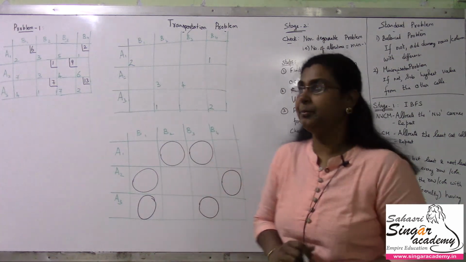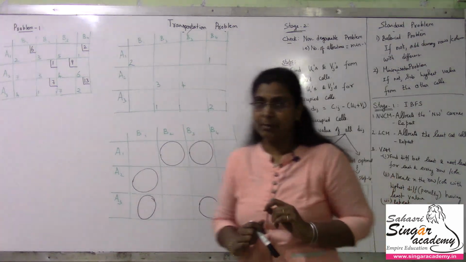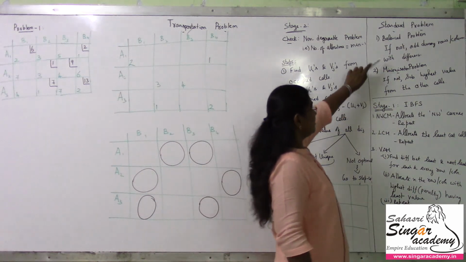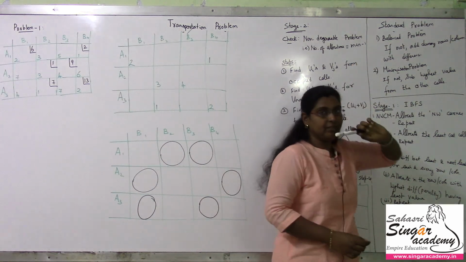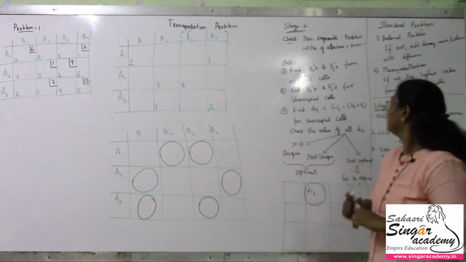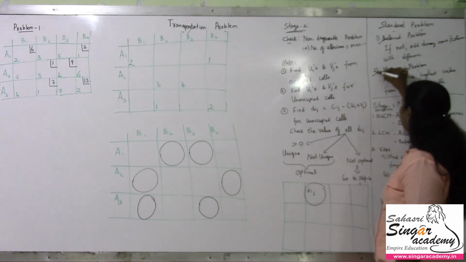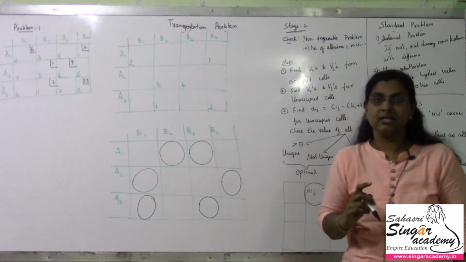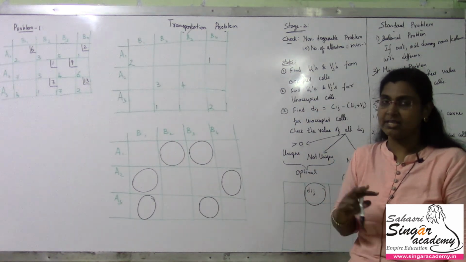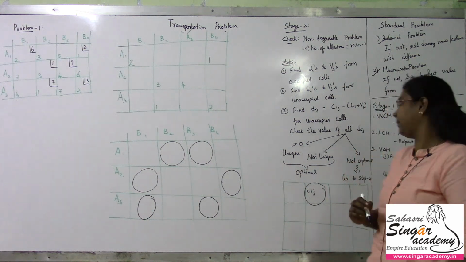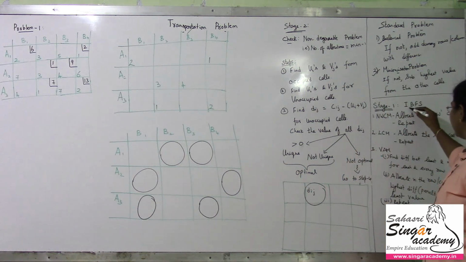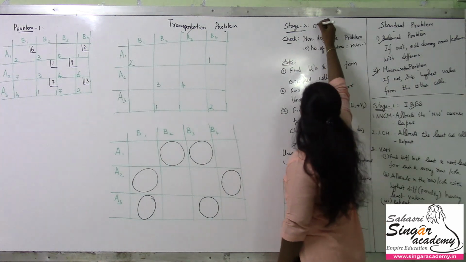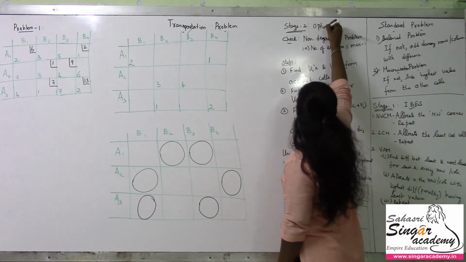Let us continue from the previous problem. A fast recall: we had to check whether the problem is a standard problem, whether it's a balanced and minimized problem. Then there are two stages in the transportation problem, where the first stage is to find the initial basic feasible solution, and the second stage goes for finding the optimality, whether the given solution is optimal.